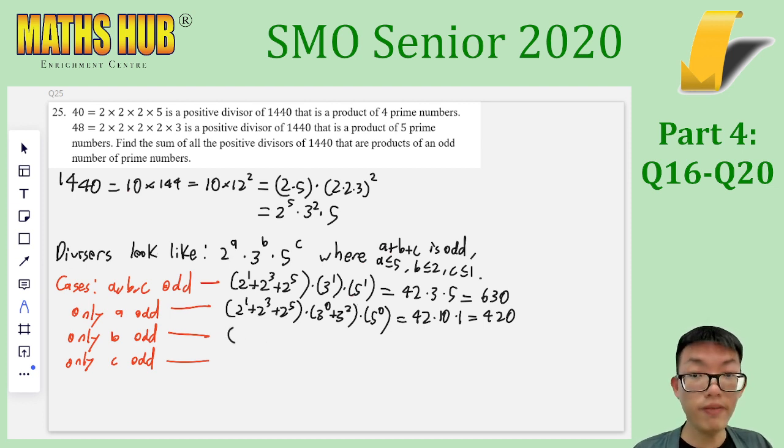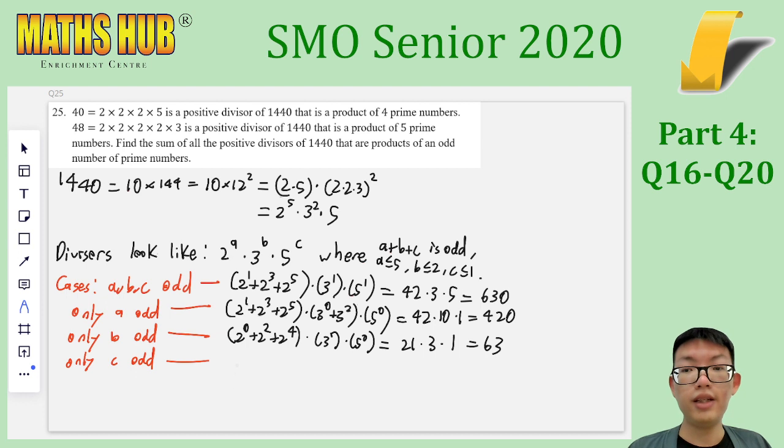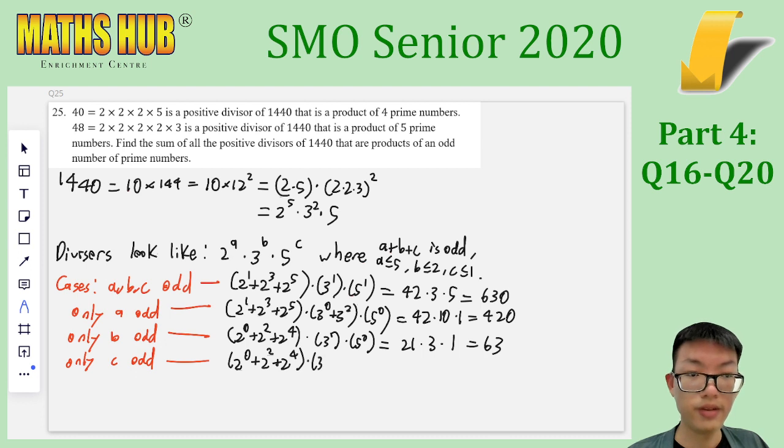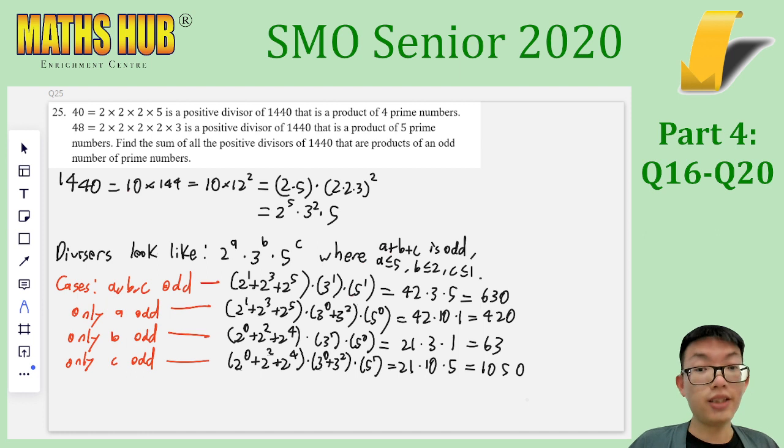We can repeat this a couple more times, and I'm going to elaborate a bit less since the pattern is similar. For the second one, only b is odd. So 21 times 3 times 1 is 63. And lastly, only c is odd. So a and b are both even. 21 times 10 times 5. Oh, this is the biggest one. Okay, and that's all. So we sum up all of these, and the total is 2,163.